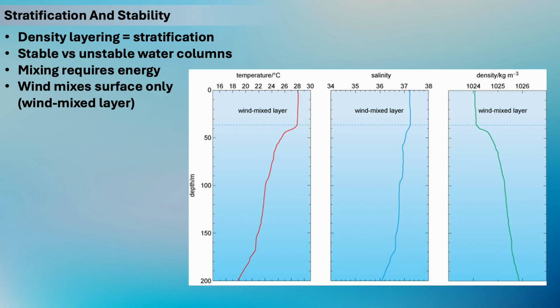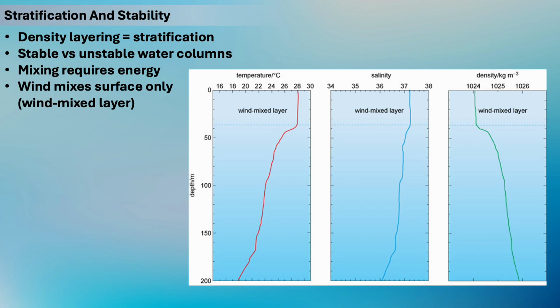Now imagine the opposite condition. Denser water above lighter water. This configuration is unstable. If a dense parcel is slightly displaced downward, it finds itself in lighter surroundings and continues to sink. The system overturns until stability is restored. In other words, deep water formation requires destabilization of the surface layer, and that destabilization occurs in the North Atlantic and in the Southern Ocean.